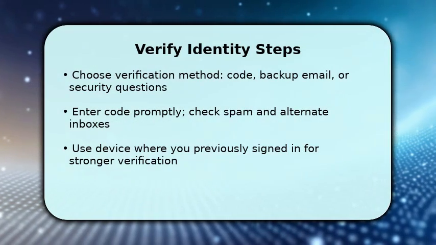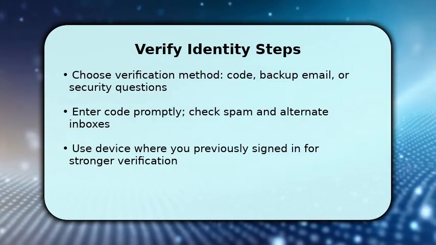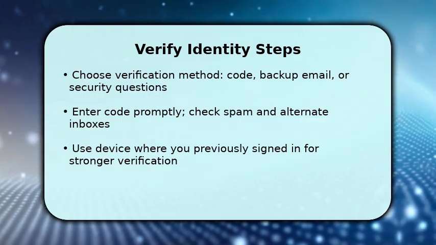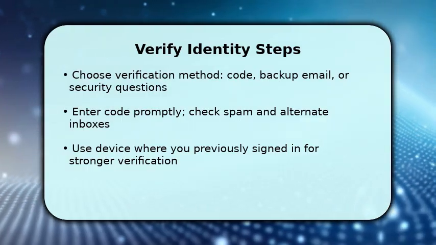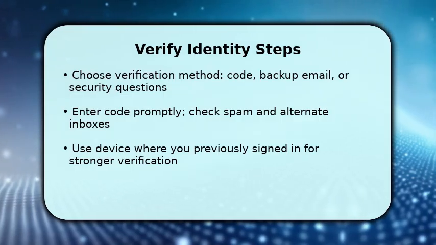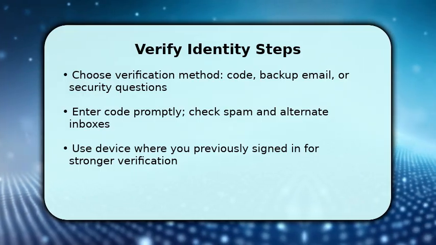Next, follow the on-screen verification prompts to prove it's you. Select a code sent to your recovery phone or email, or answer chosen security questions. Enter the code exactly as shown. If you have two-step verification, use your Authenticator app or backup codes. Make sure to check spam folders and alternate inboxes if the code doesn't appear.